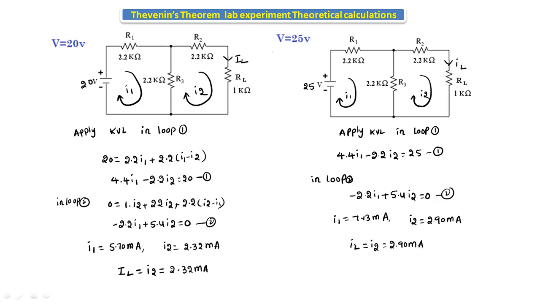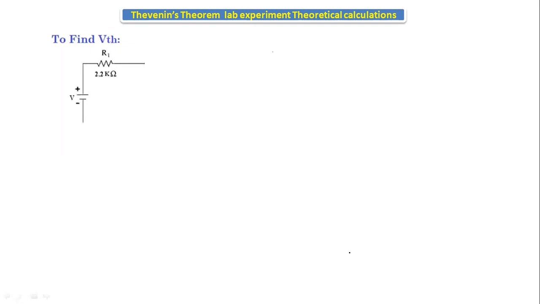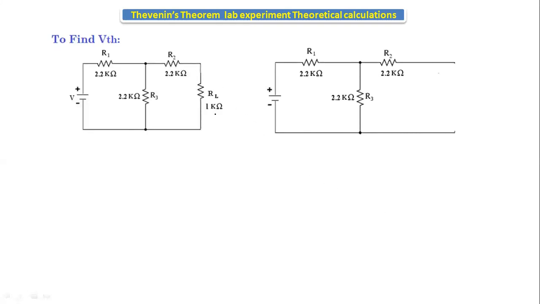Okay, like this we will find out the load current for the given circuit for 15 volts, 20 volts and 25 volts. Now let's see how to find VTH. To find the VTH, we will open circuit the load resistance and find the voltage across this open circuit terminal. For this, we are applying initially 15 volts. Assume that the open circuit terminals are A and B. The voltage across this open circuit terminal is nothing but VTH.